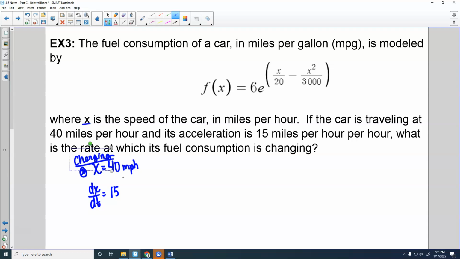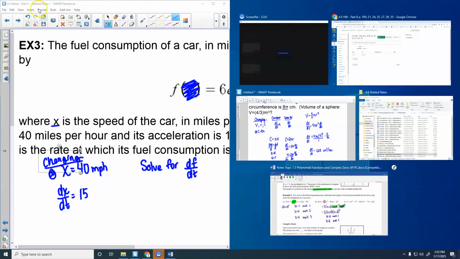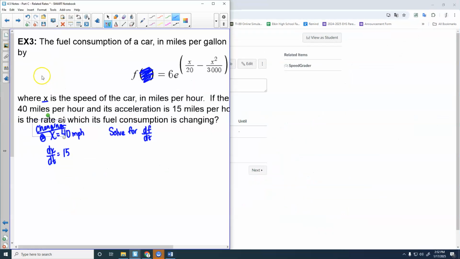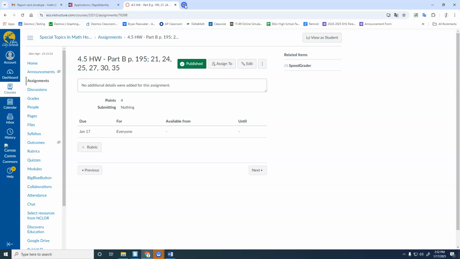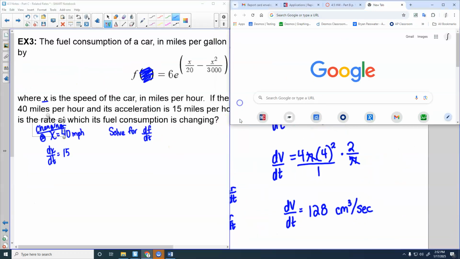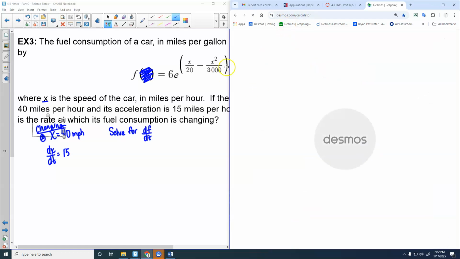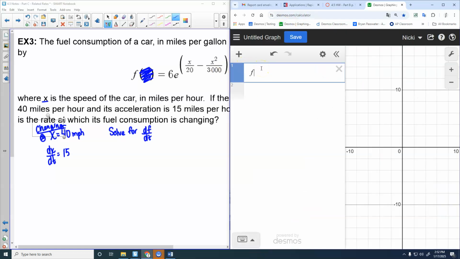What are we solving for? df dt. So we're solving for df dt. And it might be helpful just to call this f instead of calling it f of x here. Although we're going to use the calculator some on this, and we're going to need an f of x, I guess, for that. Well, kind of. All right, so we're going to use the calculator here. And we're going to do, I'm going to type it in.